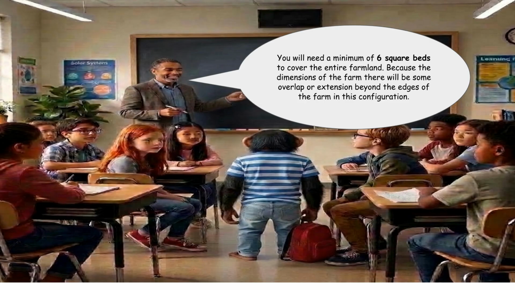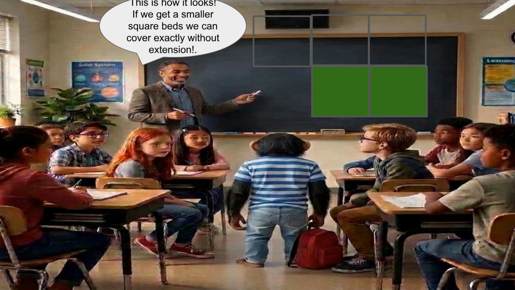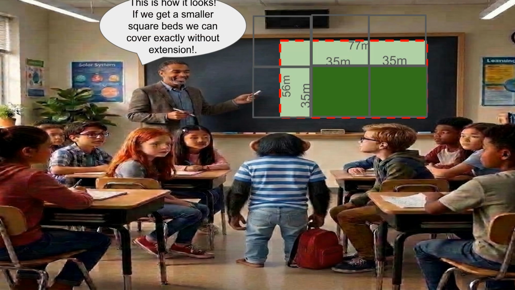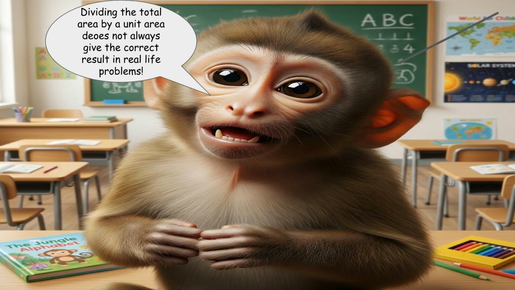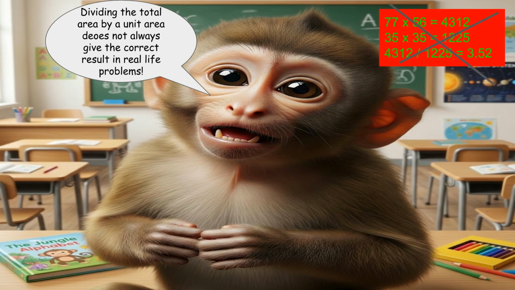In this configuration, there will be some overlap or extension beyond the edges of the farm. This is how it looks. If we were to use smaller square beds, we could cover the area exactly without any extension. Remember, simply dividing the total area by the unit area does not always provide the correct result for real-life problems.